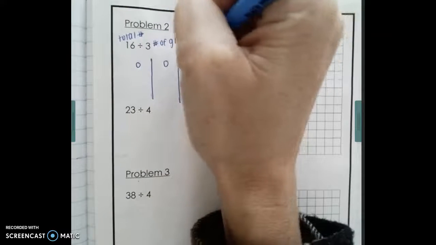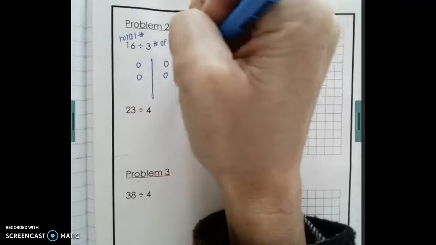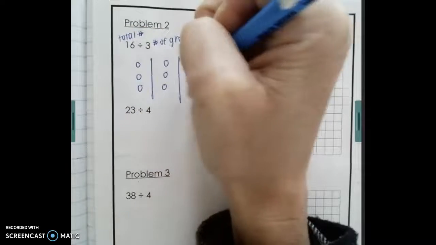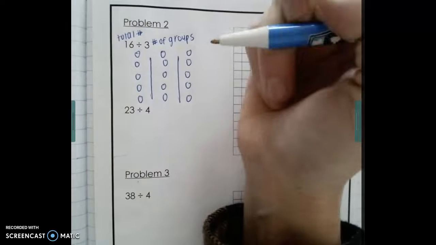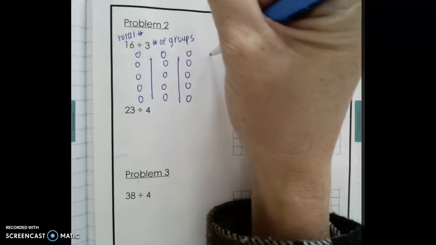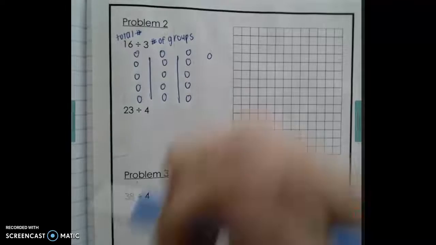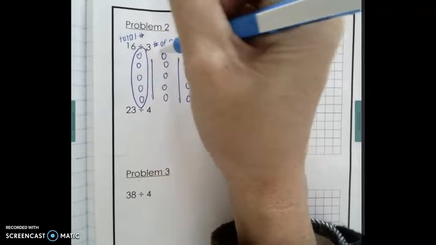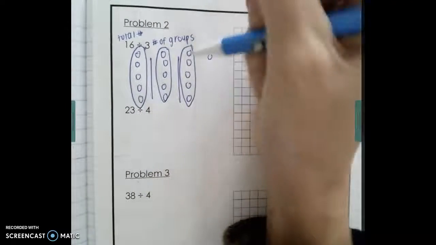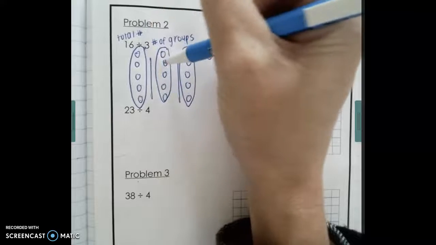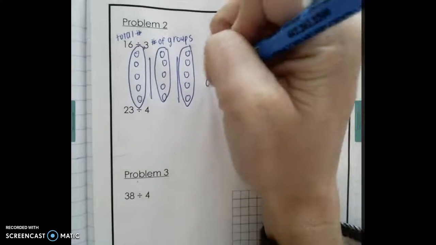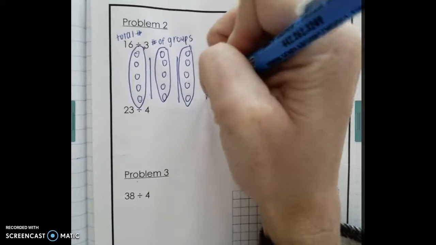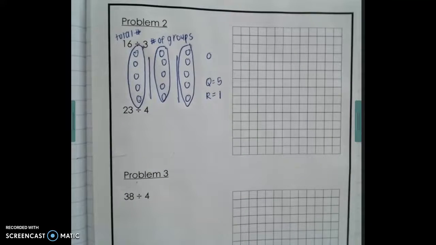So 1, 2, 3, 4, 5, 6, 7, 8, 9, 10, 11, 12, 13, 14, 15, and then 16 would just be my leftover one. So I get 3 groups that are even with 5 in each group. So my quotient is 5 and my remainder is 1.